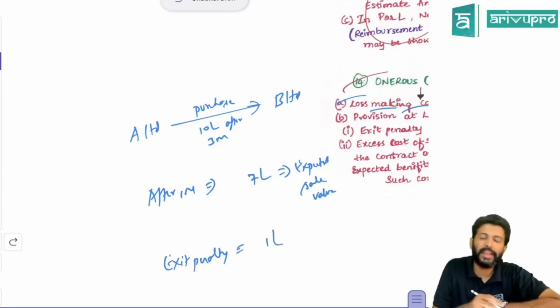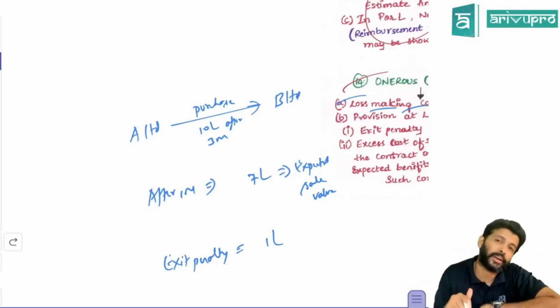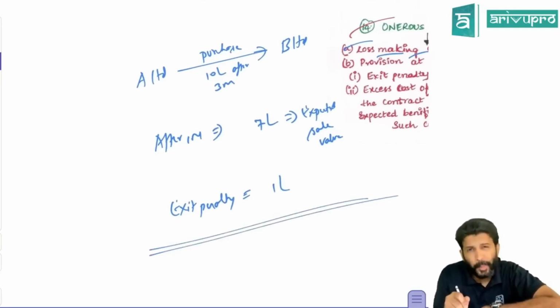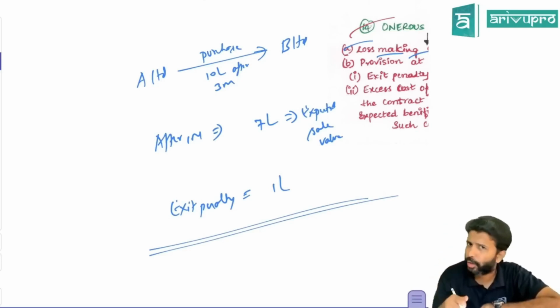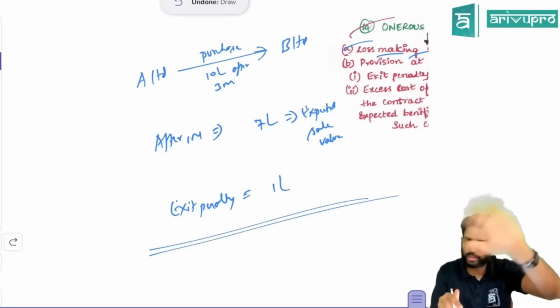A Limited has to pay B Limited an exit penalty of 1 lakh if A Limited cancels the contract. Now you check, sir, what is the nature of this contract? Is it a profit making contract or on all angles it's a loss? On all angles it looks like a loss. Because if you cancel the contract, you have to pay a penalty of 1 lakh. So that is your loss.